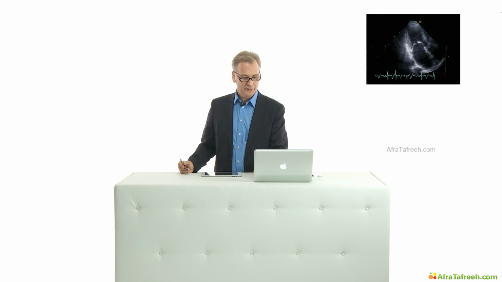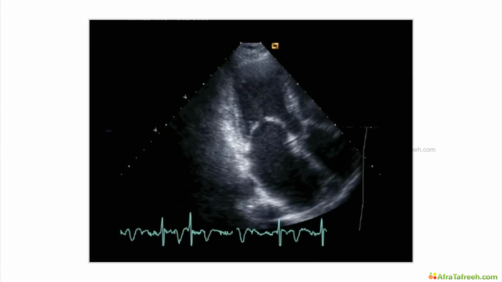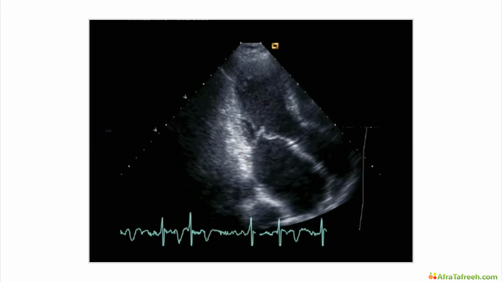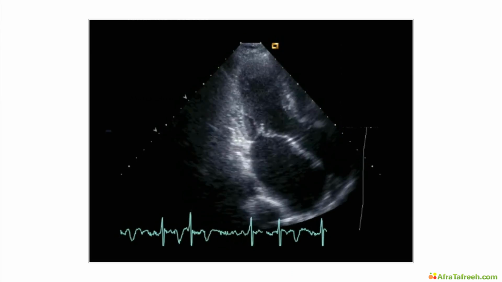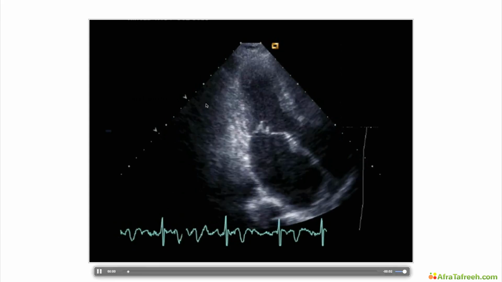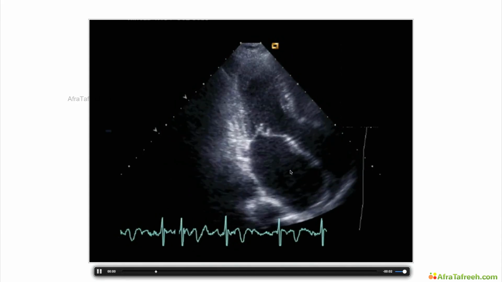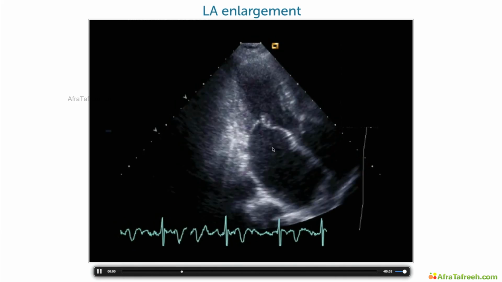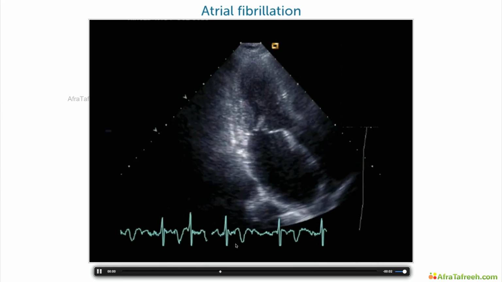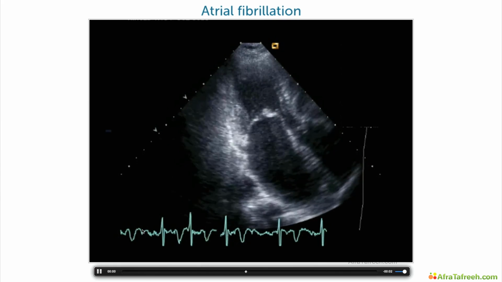Apical long axis view, again, classic doming. In this view, you will frequently be able to visualize the subvalvular apparatus and see the thickening of the cords. In this view, you can appreciate the other additional findings we're confronted with, namely a large left atrium, and in this case, we have atrial fibrillation, a frequent finding in patients with mitral stenosis.